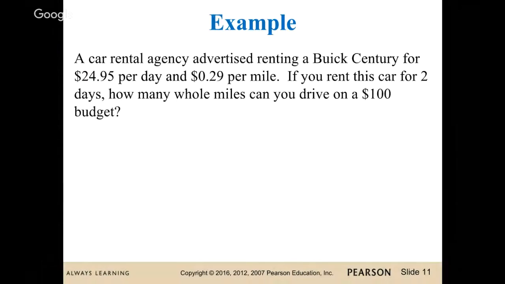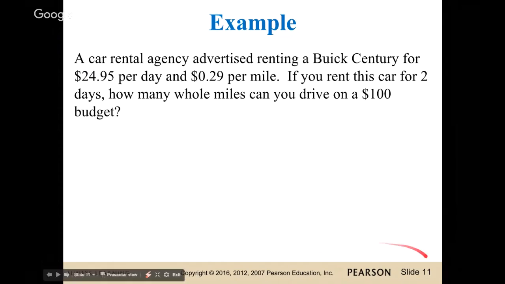Okay, these are going to be your problems that you would see in the real world. All right, so when you guys hit 25, you're old enough to actually rent a car. So a rental agency advertises renting a Buick Century for $24.95 per day with an additional 29 cents per mile. If you rent this car for 2 days, how many whole miles can you drive on a $100 budget?